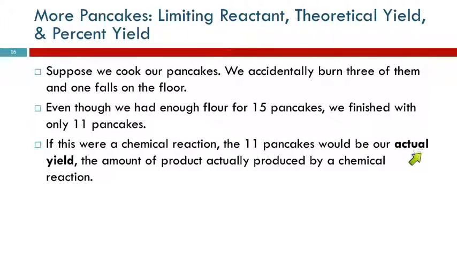Our theoretical yield: in theory, we could make 15 pancakes, but we're a klutz today, so we only made 11. 11 pancakes is how much we actually made. That's called the actual yield. How much you could make if everything goes perfectly is the theoretical yield. As in real life, in chemistry, things usually do not go perfectly. It's very unusual to get your theoretical yield.